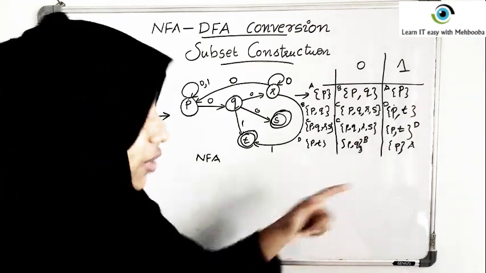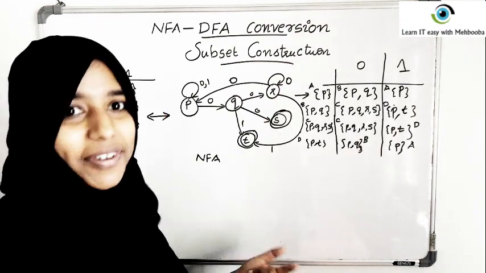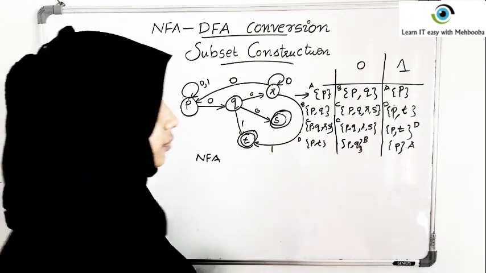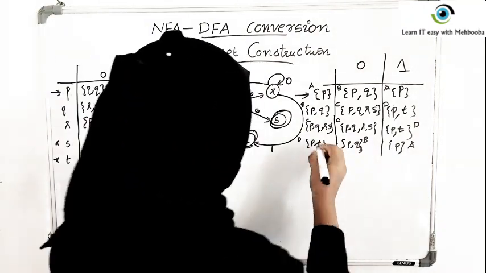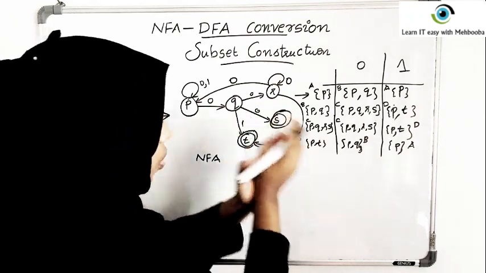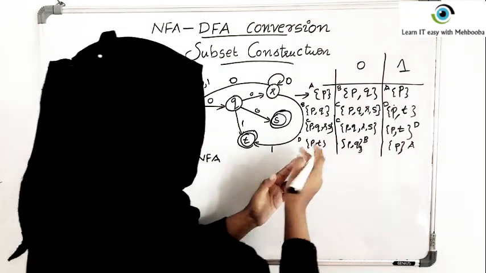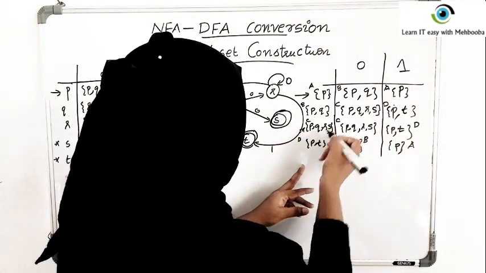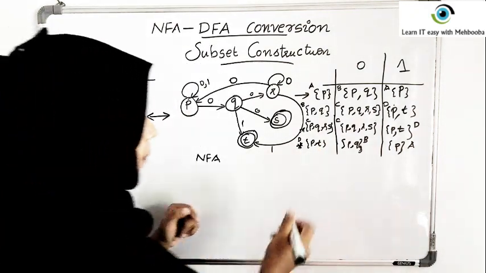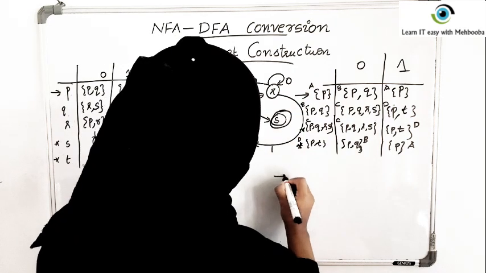If you are comfortable with the transition diagram, you can convert this transition table into the transition diagram. Fine. So again, S and T are the final states of this NFA. So all the sets of states containing S or T are the final states of the DFA. So this contains S, so it's a final state. This contains T, so this is a final state. Now we will draw the transition diagram. A is the start state indicated by an arrow.